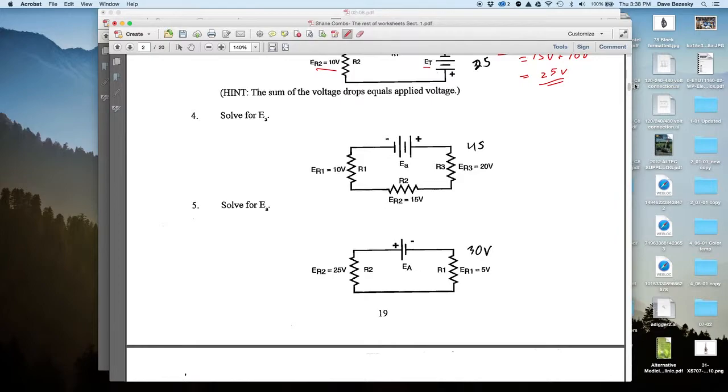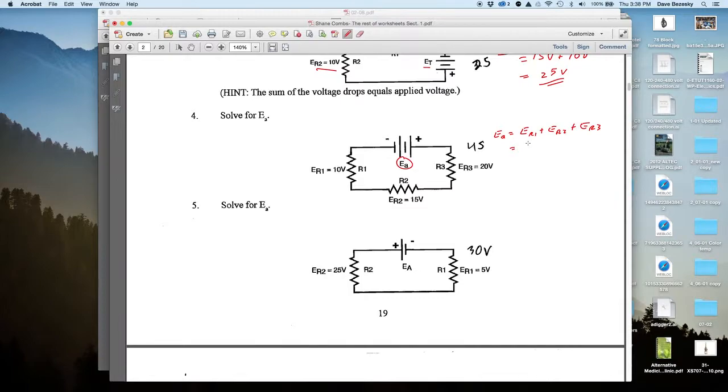Okay, let's go on to number 4. Solve for EA. EA stands for the applied voltage. In this case, we've got 3 resistors instead of 2, but the same concept applies here. The applied voltage is equal to the sum of the voltages across each resistor. So that means EA is equal to ER1 plus ER2 plus ER3.